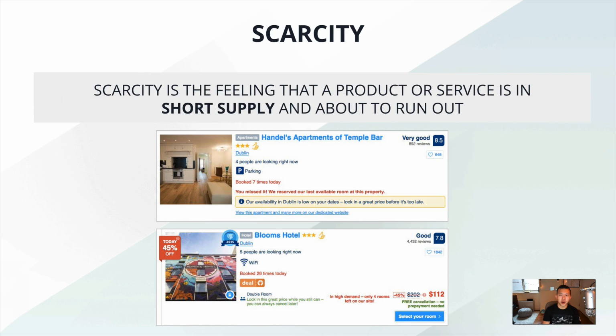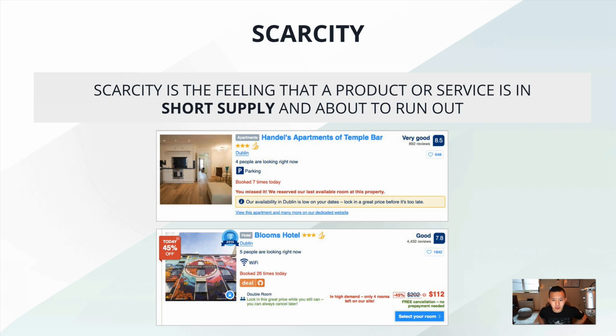Scarcity is another good one. Urgency and scarcity, in a way, go hand in hand. Scarcity is the feeling that a product or a service is in short supply and might run out. Anytime you book a hotel, this is a screenshot from booking.com. Anytime you try to book a hotel, how does Booking add in scarcity? Well, you can see in the first one, it was booked 7 times today.